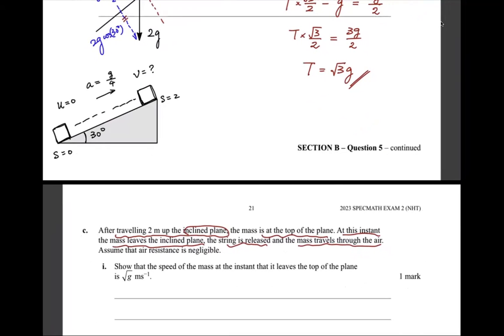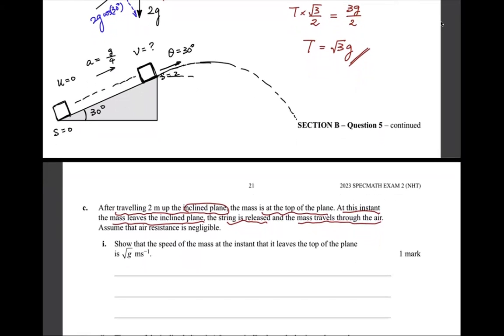Once the mass has been dragged to the top of the plane, the string is released, and by inertia the trajectory of the box or the mass will be like a projectile motion, like a parabola, okay? Initially, it follows a 30 degrees angle, theta equals 30 degrees. So that is the physical scenario the question wants to describe. That's the intention of the question, I suppose.